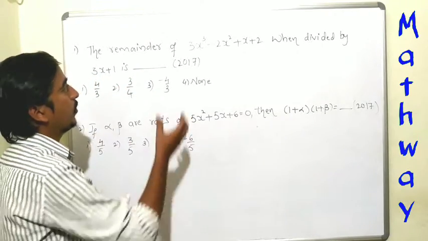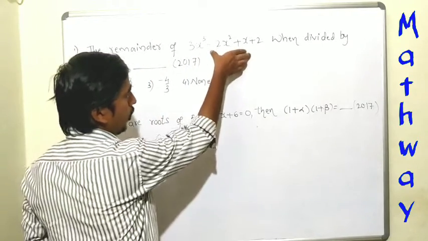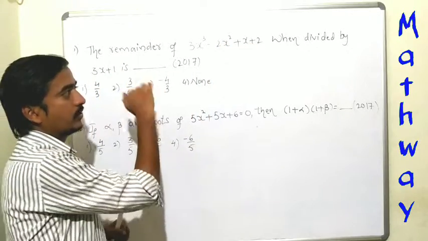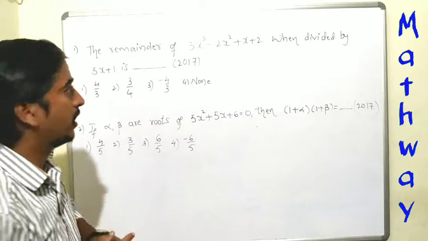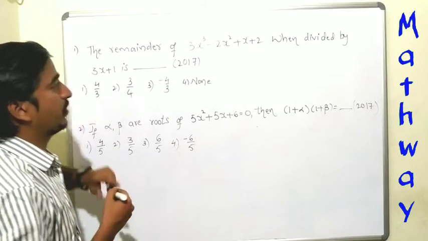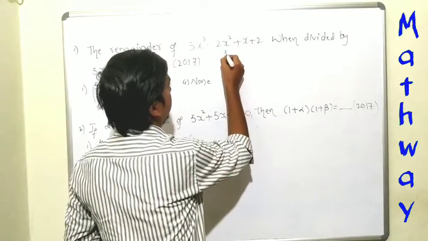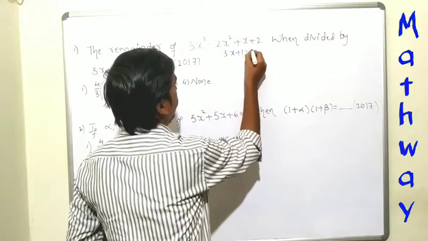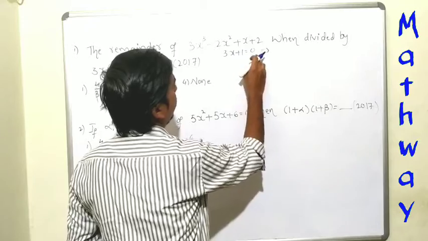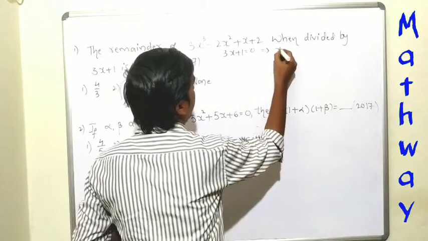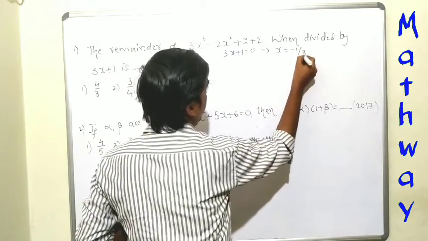So here it is asking what will be the remainder if this polynomial is divided by 3x plus 1. Here there is no need to do the division. Without division also we can find the remainder. So we are dividing with 3x plus 1, right? So we can take 3x plus 1 equal to 0. From this we can write the x value: x equals minus 1 by 3.